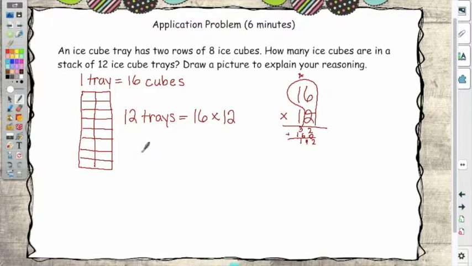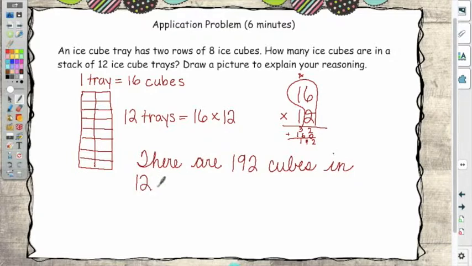I'm going to write in cursive today. Can you read it? Yes. Good. What's it say? There are 192 cubes and 12 ice cubes. Why aren't you reading it together? Try that again. There are 192 cubes and 12 ice cube trays. Okay.